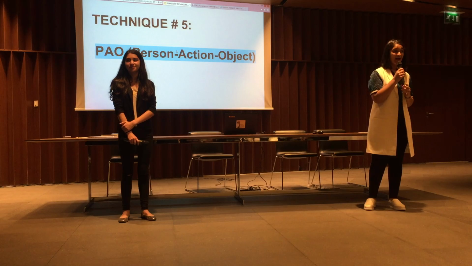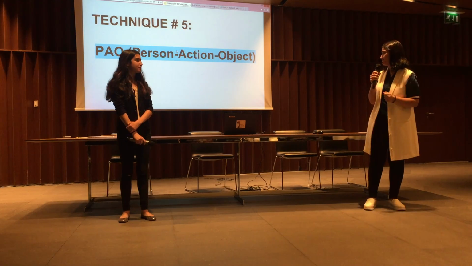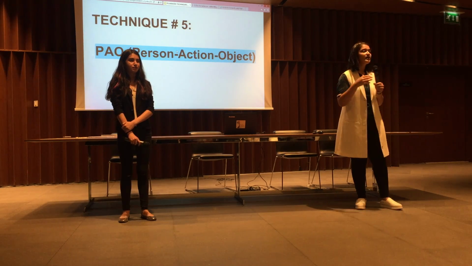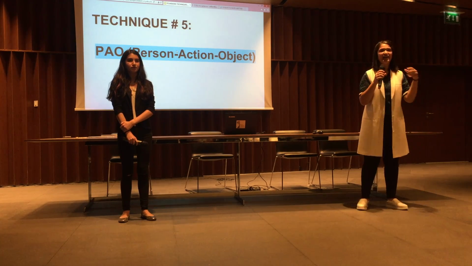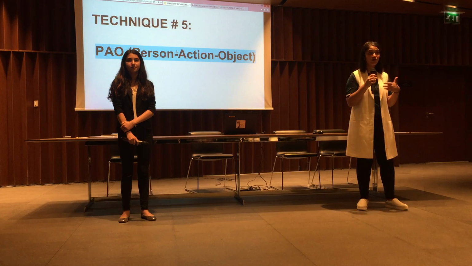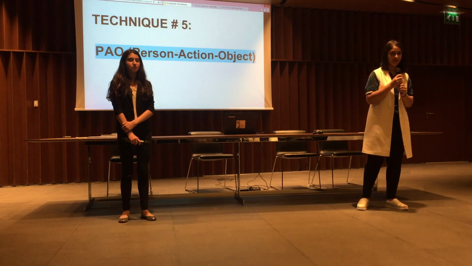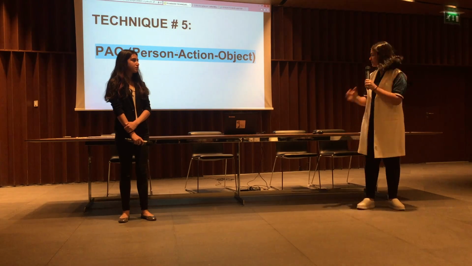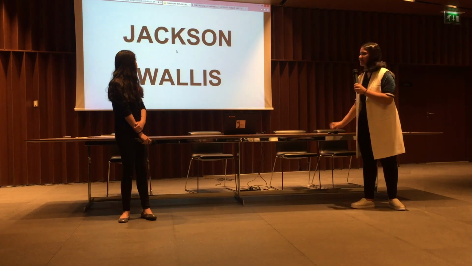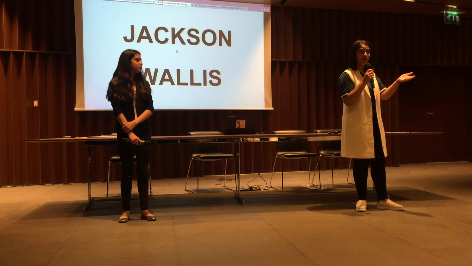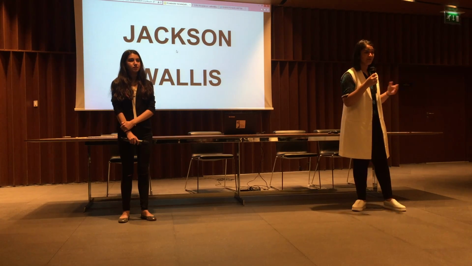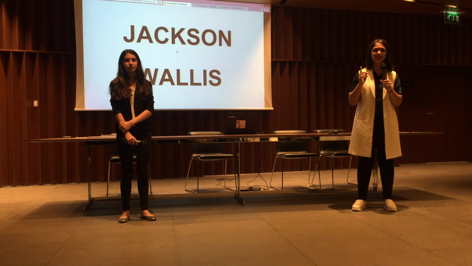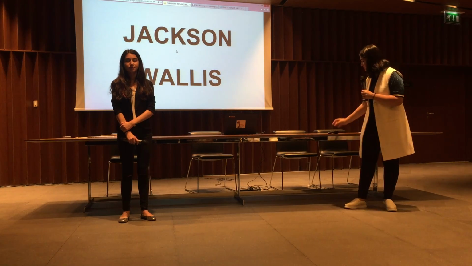So the fifth technique that we have is called the POW system, or the Person Action Object System. What it does is you can use it to memorize any piece of information you want, and it attaches an image of a person performing an action with or on an object. So let me show you. Let's say after this presentation, I go out and I meet this guy called Jackson Wallace. That's a pretty basic name that I'm probably not going to remember a couple of years from now. But using the POW system, I probably can.